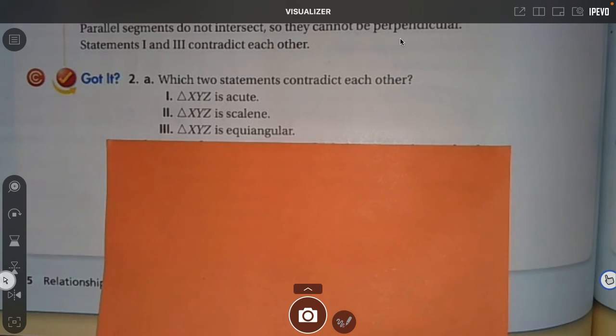Scalene, does anybody know what scalene means? Is that two sides are equal? Nope, that's isosceles. Did you say acute? No. Acute, all the angles are smaller than 90. Yeah, scalene means all the sides.